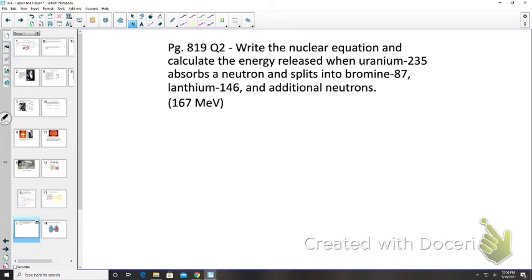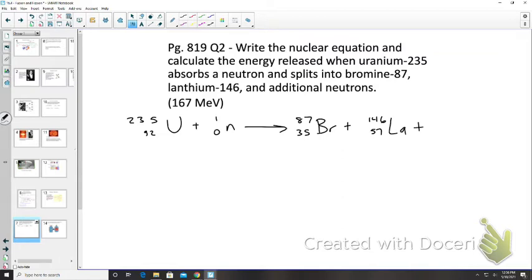So, example 2. Write the nuclear equation and calculate the energy released when uranium-235 absorbs a neutron and splits into bromine-87, lanthanum-146, and additional neutrons. So we don't know how many yet.